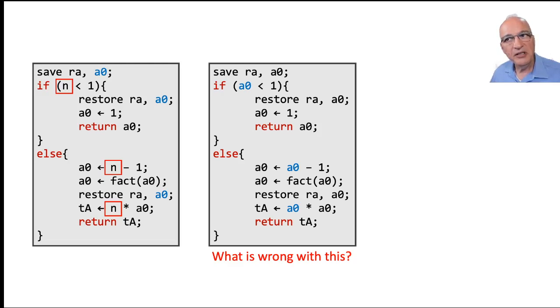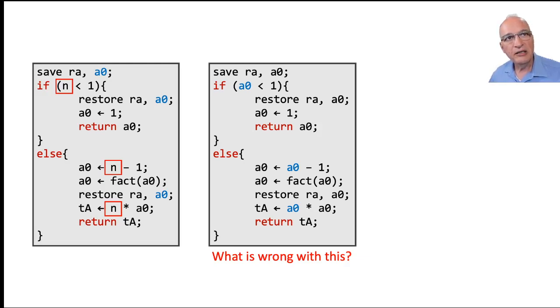What's happening here is that, let's say that this function was computing the factorial of 3. So if this function was computing the factorial of 3, in the very beginning of the function, I have saved the value 3, that's the current value of A0, into the stack. And then I have proceeded with the computing of the function, so 3 is not less than 1. I go into the else part of the computation.